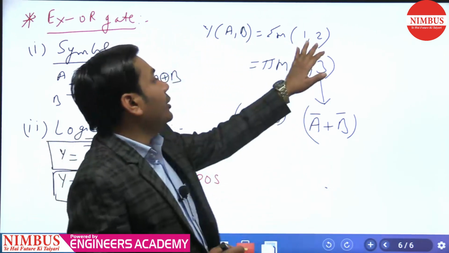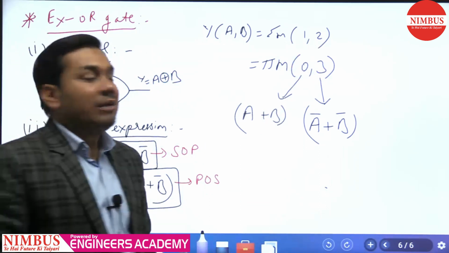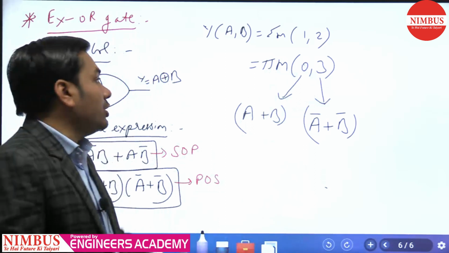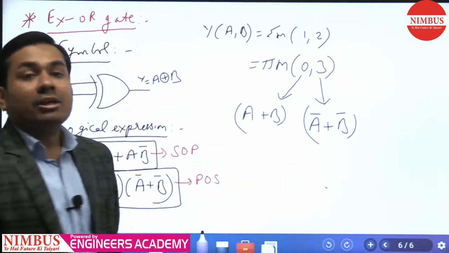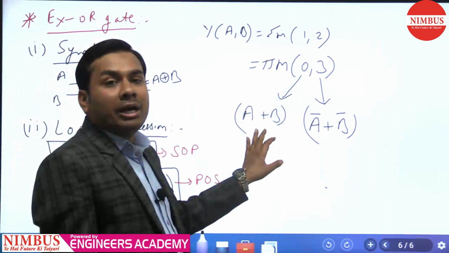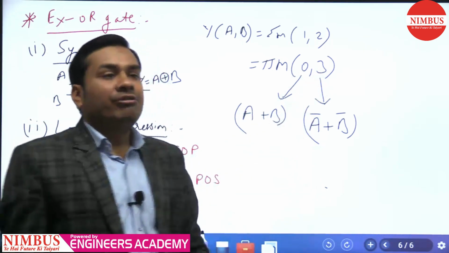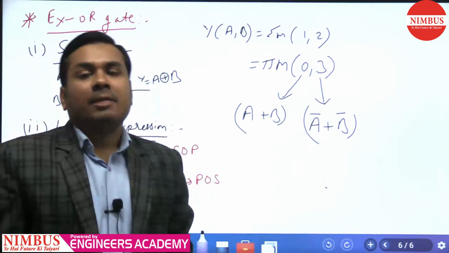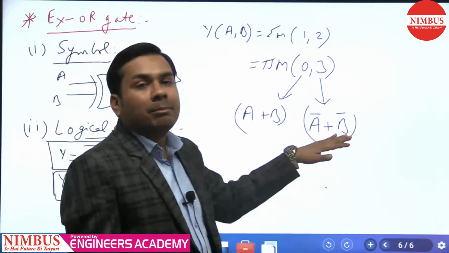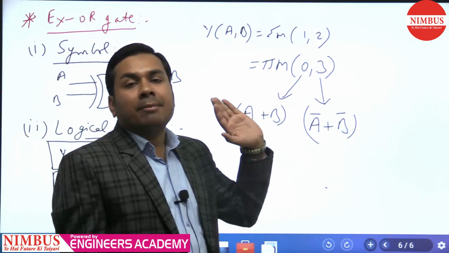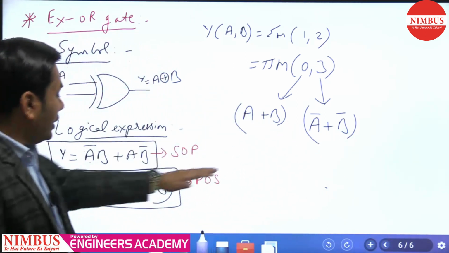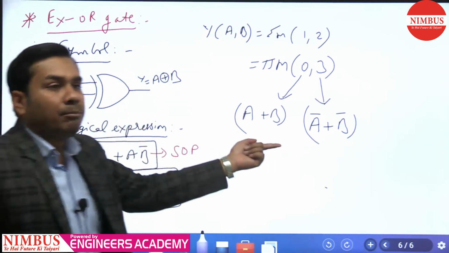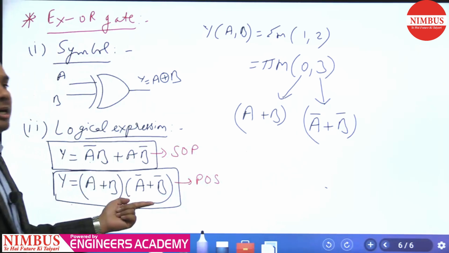So instead of 1 and 2 we are having 0 and 3. So these are our max terms at 0 and 3. For the 0 we are having 0 0, that means a plus b. For the 3 we are having the binary expression 1 1, which gives a bar plus b bar. So finally for the XOR we are having the POS expression that is (a plus b) dot (a bar plus b bar).